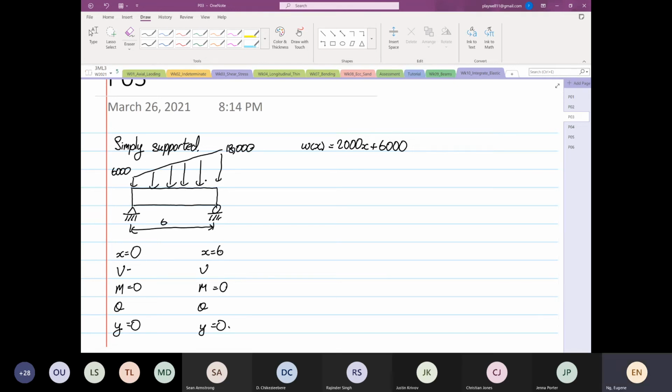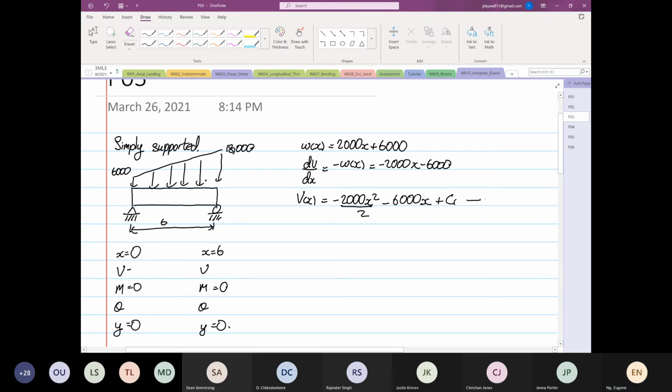Okay? Boundary condition. So from here, we just write down dV over dx is equal to minus omega as a function of x, minus 2,000x minus 6,000. Then we integrate: V as a function of x is equal to minus 2,000 x squared over 2 minus 6,000x plus C1. Equation number 1. We have no boundary condition, that's why I want to show you this. So when you have no boundary condition, we move on.